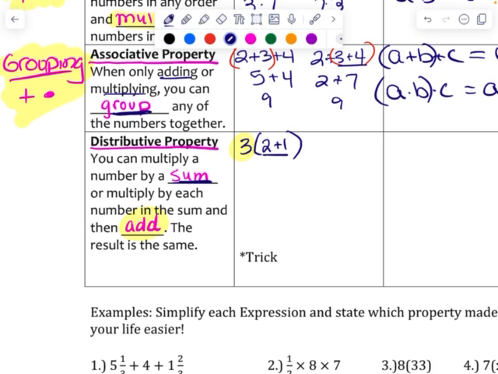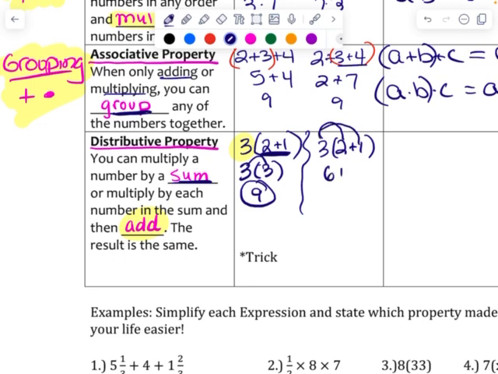So let's do it this way. Order of operations says that I can combine anything in parentheses. So I'm now going to have 3 times 3. 3 times 3 is 9. But let's say I can do this problem, but I'll first multiply each number in the sum. 3 times 2 is 6. 3 times a positive 1 is 3, and I get 9.